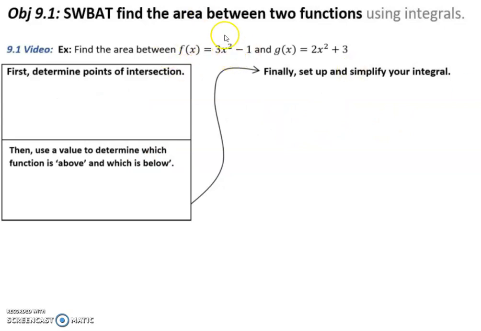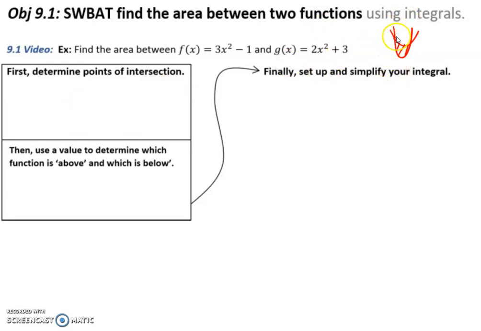A slightly more complicated problem would be when they don't give you limits. So find the area between this function and this function. These are both parabolas. I assume they intersect twice. We could graph them on a calculator. They probably look something like this, which means we're finding an area that looks like that.